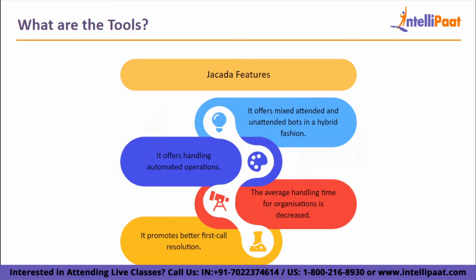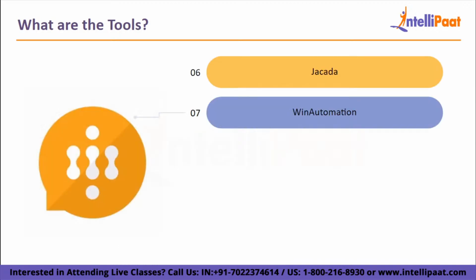Next tool is called Win Automation. The creation of software robots is made possible by Win Automation, a Windows based desktop automation application that is strong, reliable, and simple to use. Enterprise level security and controls are offered. This program can transmit the same data between applications, populate web forms, and extract data. Let's take a look at the features.